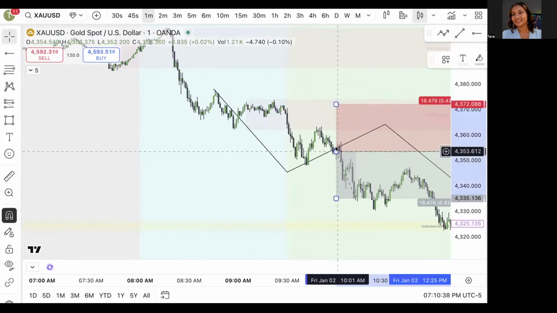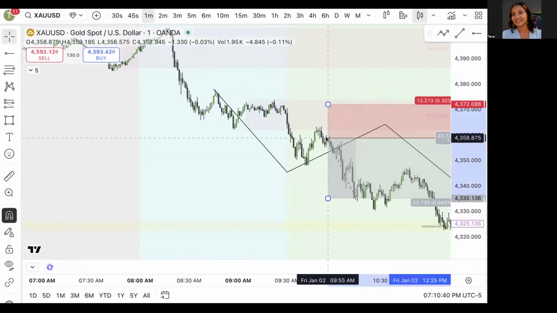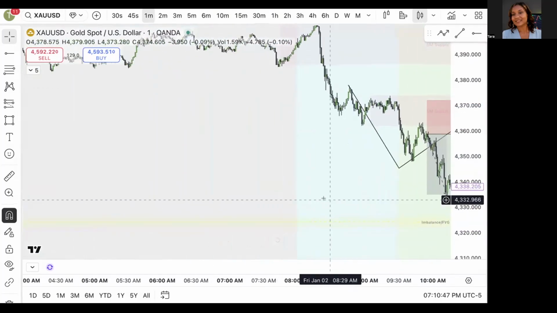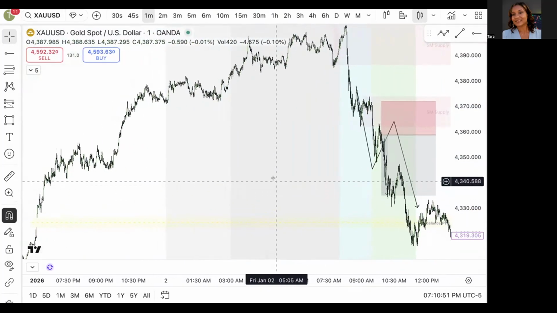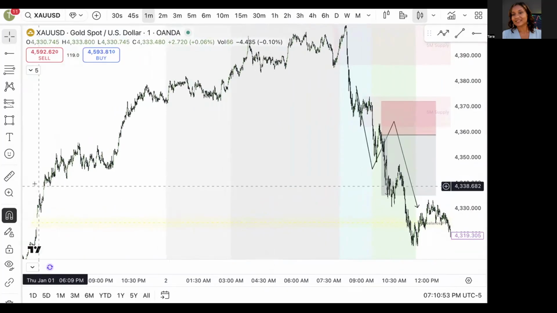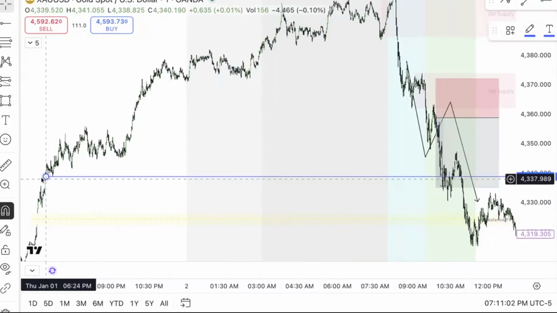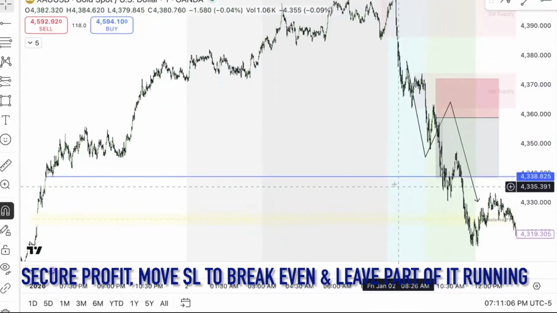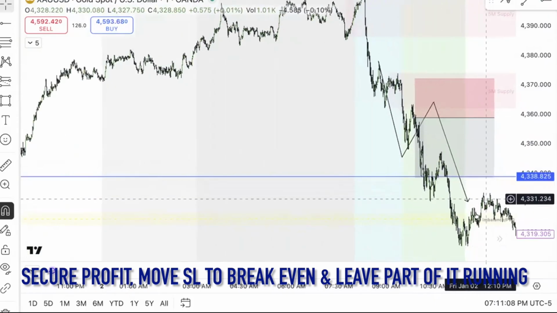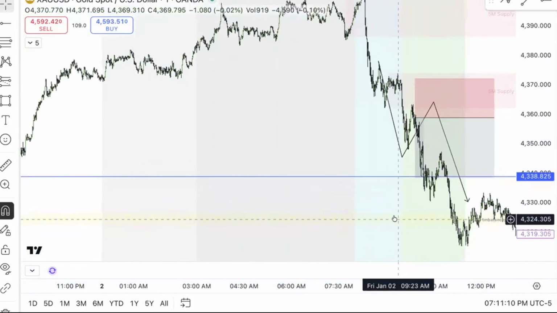And so our entry would have been right around in here, and we would look left to see where we should exit. We can see there is a support area here. And so we could have held to this area and then left a runner to fill in the gap.